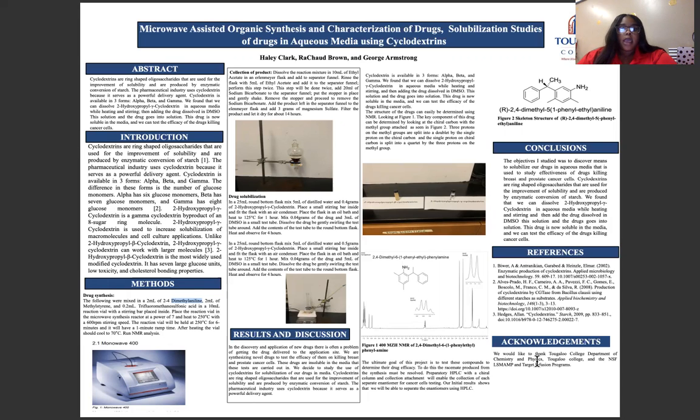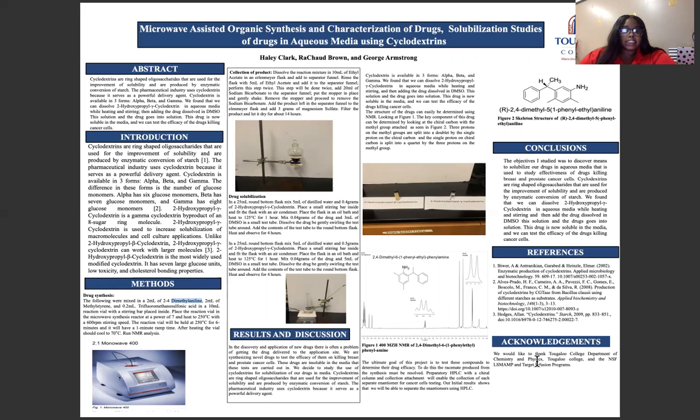We found that we can dissolve 2-hydroxypropyl gamma cyclodextrin in aqueous media while heating and stirring, then adding a drug dissolved in DMSO. The drug goes into the solution. This drug is now soluble in the media, and we can test the efficiency of the drugs killing cancer cells, specifically prostate and breast cancer cells.